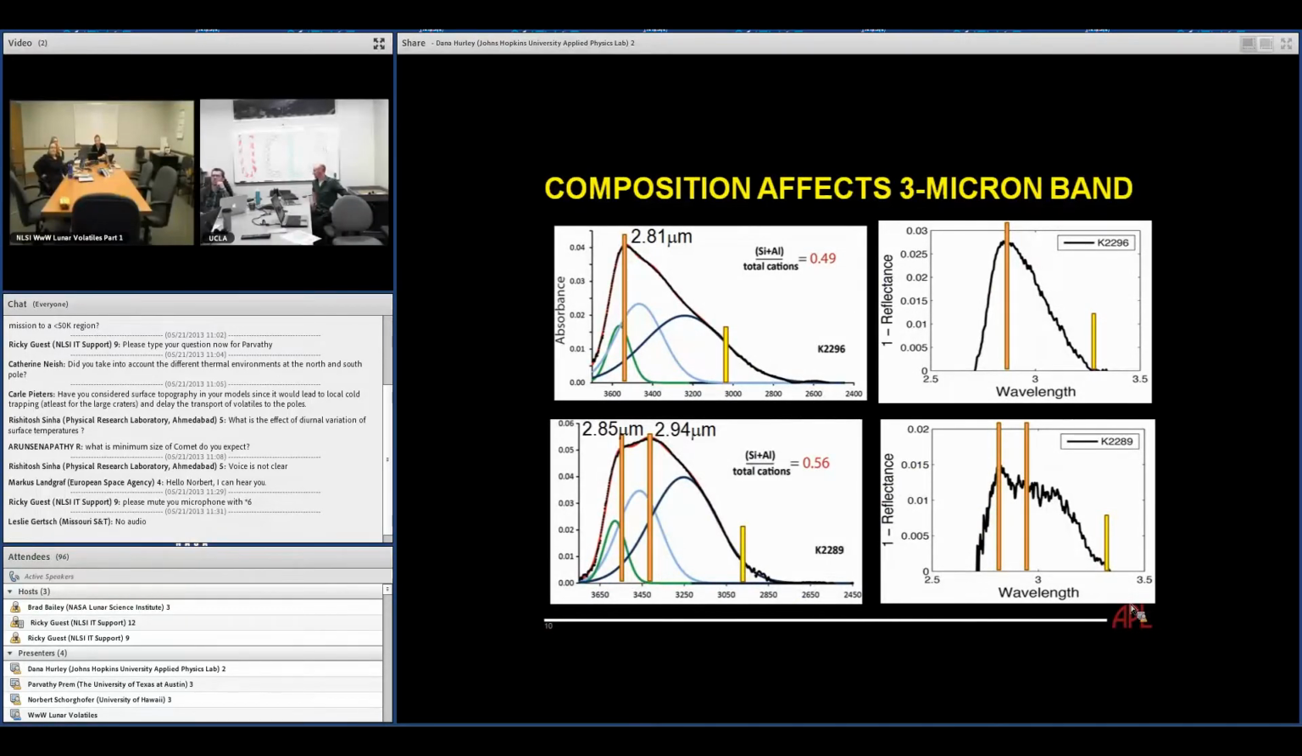But you have to be careful about ascribing the physical state of water based off the shape of the absorption band. These are some transmission spectra taken by some collaborators with Darby Dyers, showing the absorption band position. On the left is transmission spectra. On the right are reflection spectra.